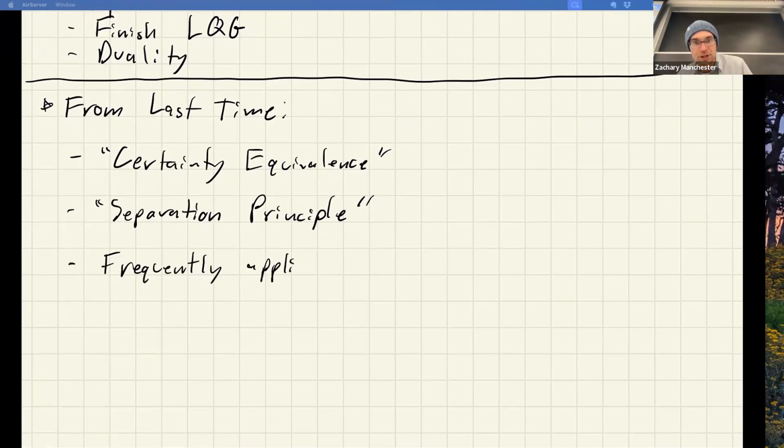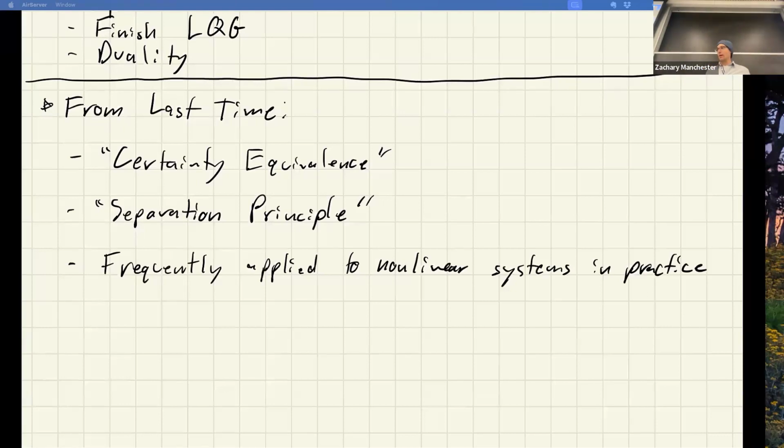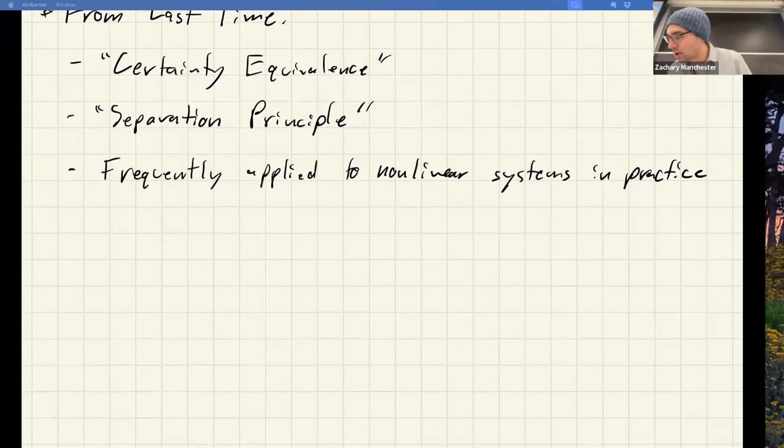Even though it's not true in general, we frequently do this in practice, even though it's suboptimal in general. The main thing about whether you can get away with this or not comes down to what your distribution looks like over your states coming out of your estimator. You can get away with this as long as the distribution is unimodal. The peak of a unimodal distribution is a reasonable estimate for where you are. As soon as the distribution becomes bimodal, it's a bad situation, and you don't want to mess with that.